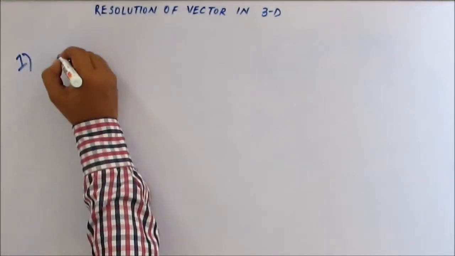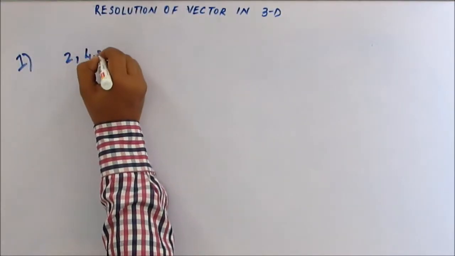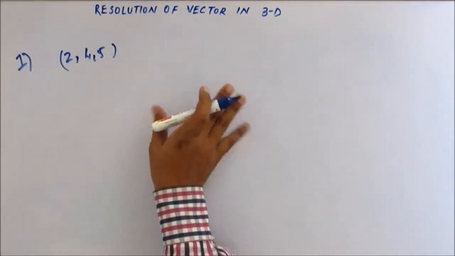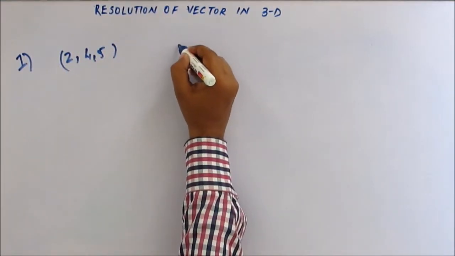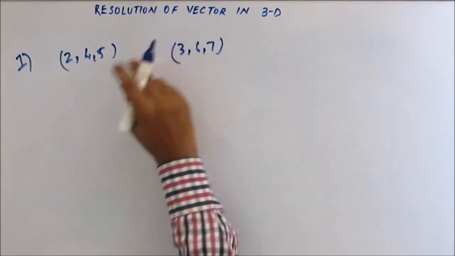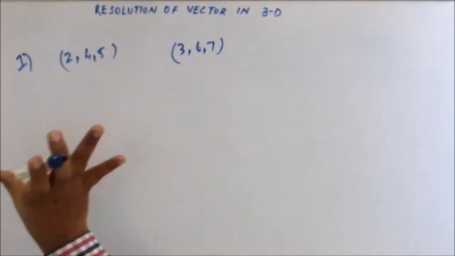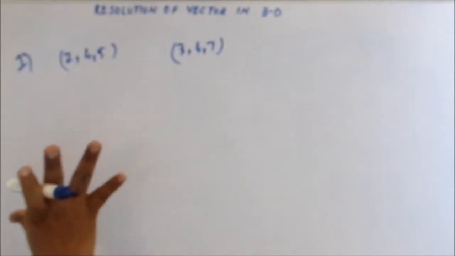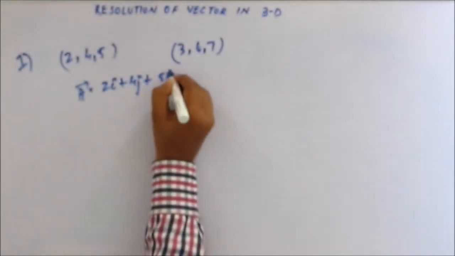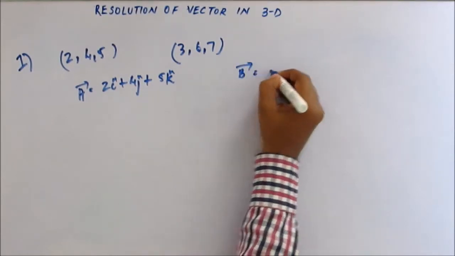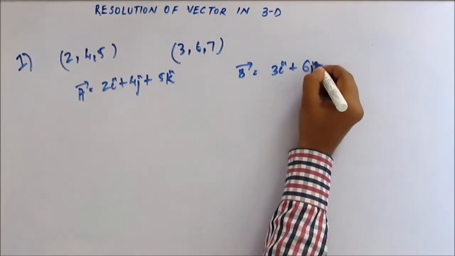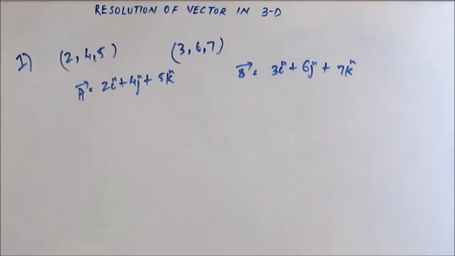Suppose a particle is at position 2, 4, 5, and it went to a new position, suppose 3, 6, 7. Now this is a position vector. We show it like this. The initial position vector would be 2i cap plus 4j cap plus 5k cap, and the final position vector is 3i cap plus 6j cap plus 7k cap, and they're asking you what is the displacement that has occurred in this particle.